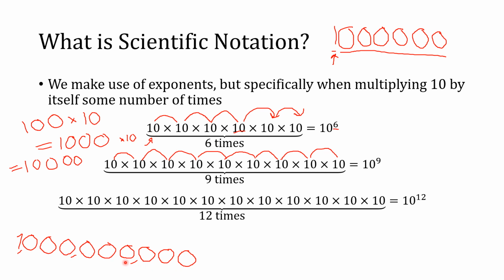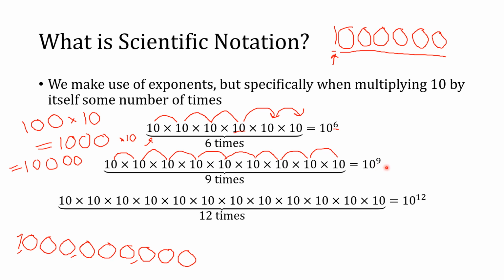But anyway, what's interesting here is that if we count up the number of zeros, we've got 1, 2, 3, 4, 5, 6, 7, 8, 9, right? We've got 3 groups of 3 zeros. So we've got 9 zeros here, and the exponent is a 9. So this pattern holds any time we're multiplying 10 by itself. We could multiply 10 by itself 100 times, and our little exponent would be 100.